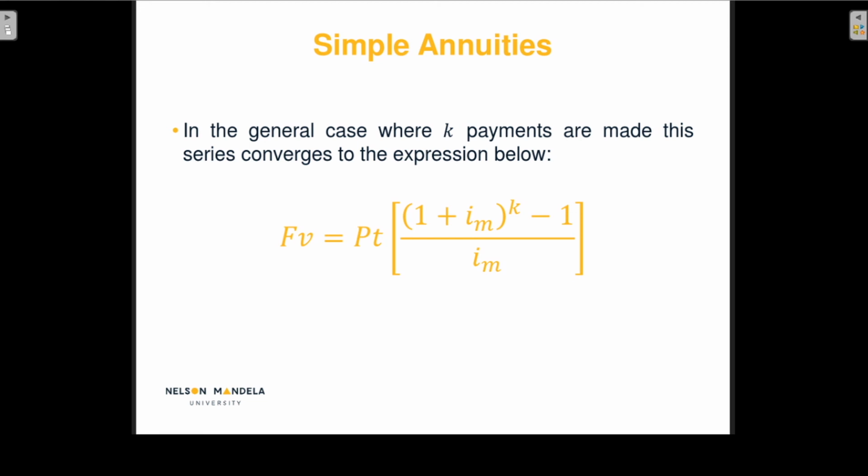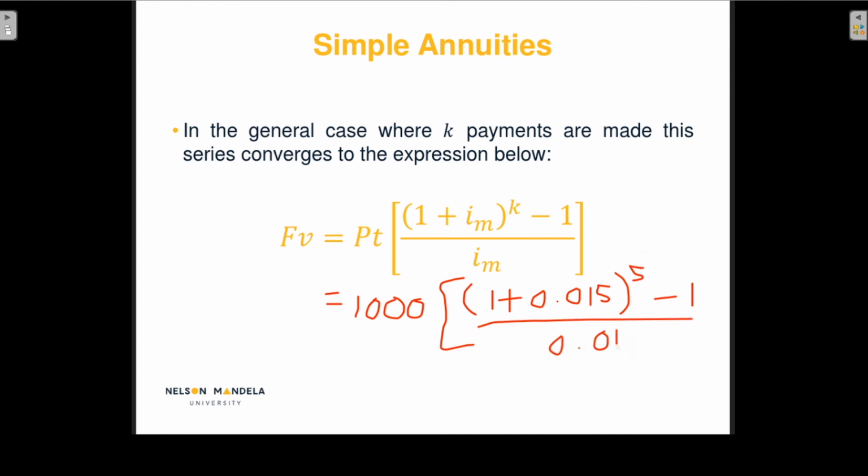We can redo example 26 by just doing the substitution. So now we need not go through that tedious process. We can just substitute into this formula. So my payments, I made 5 payments of 1,000 rands each. My interest rate, 18% per annum compounded monthly, so that's 0.15 effective per month. My K is 5 because I made 5 payments. And then you can type this into your calculator and you should get the final answer.